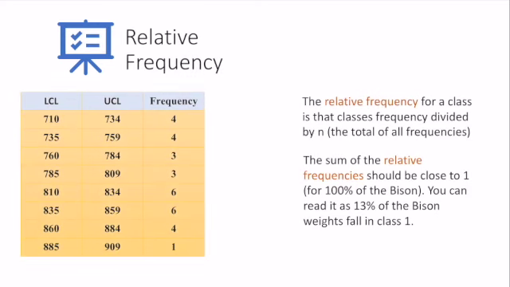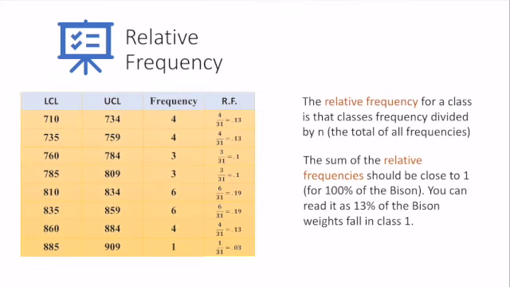A relative frequency for a class takes the frequency and divides it by the total number of frequencies, so our sample size. And the sum of all those relative frequencies is going to add up to 1, so 100% of the bison. So if I took 4 divided by 31, I get 0.13 or 13%, and so on and so forth for each class. If I added all of the relative frequencies up, I would get 1. And you need to make sure that they add up to 1. Not 0.99, not 1.01. You have to make sure, even if you're rounding, that they add up to 1.